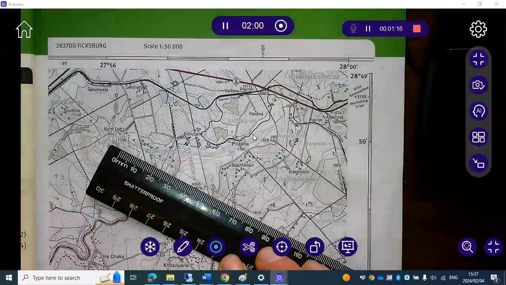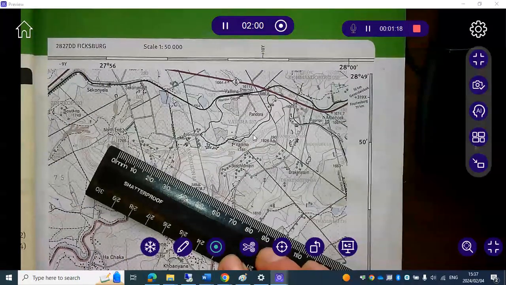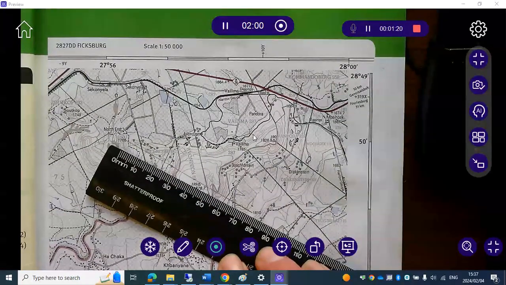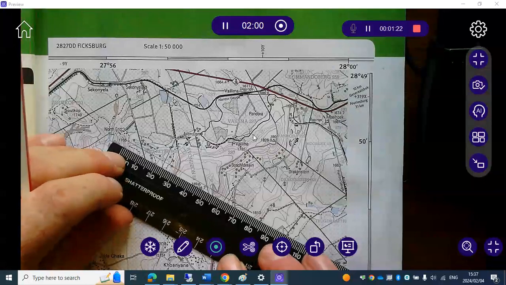Now I've got the light of the camera here. I'm just going to turn it off. You guys can still see the picture. Right, so there's no glare.